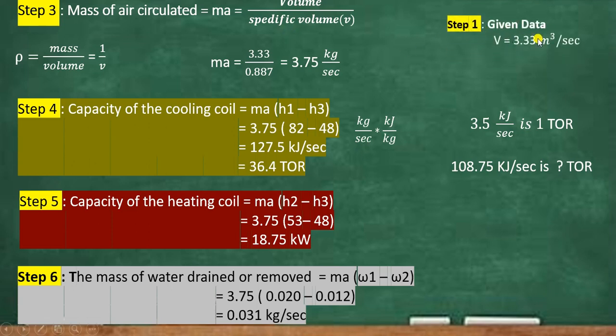So next, step number 1, this value V equal to 3.33 is given, that we have substituted here.